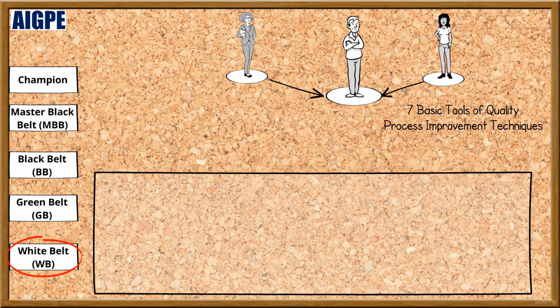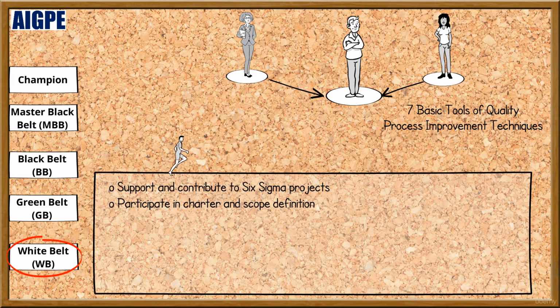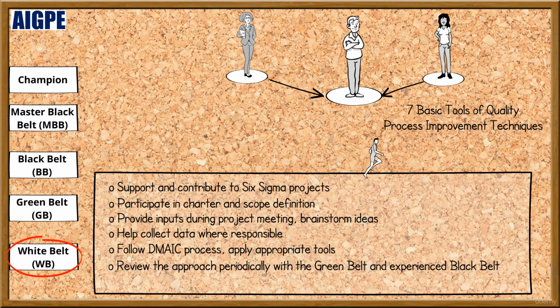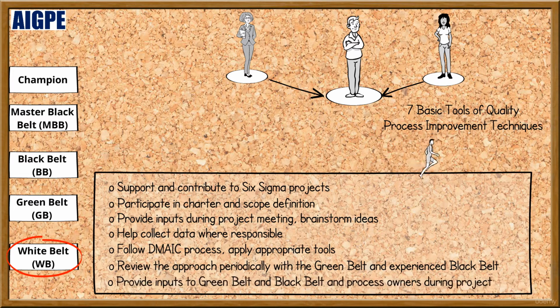Their primary responsibilities include support and contribute to Six Sigma projects, participate in charter and scope definition, provide inputs during project meetings, brainstorm ideas, help collect data where responsible, follow the DMAIC process applying appropriate tools, review the approach periodically with the green belt and experienced black belt, and provide inputs to green belts, black belts, and process owners during the project.